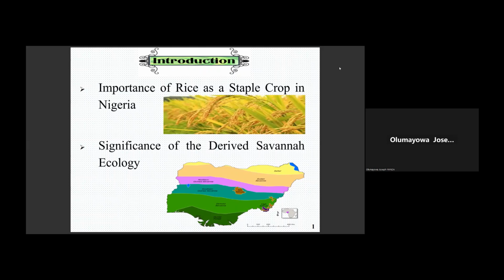That is, derived savannah ecology holds the promise to enhance rice production in Nigeria, which in turn can address food security and boost the economy, as well as improve the well-being of the world as a whole.